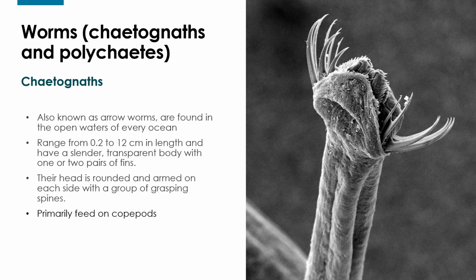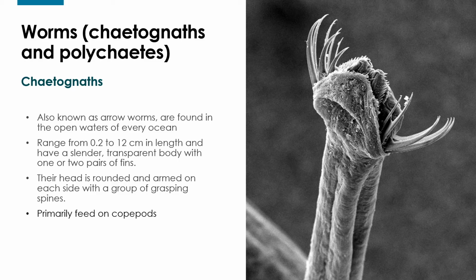For this next slide, we're going to be talking about worms, which will include chaetognaths and polychaetes. And so with chaetognaths, this image, by the way, is so cool. They are also known as arrow worms, and they can be found in open waters of pretty much every ocean. They range from around 0.2 to 12 centimeters in length, and they have a slender, transparent body with one or two pairs of fins.